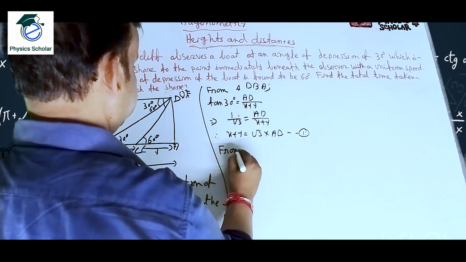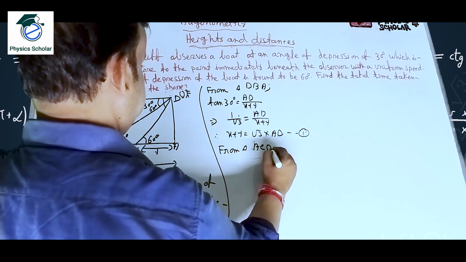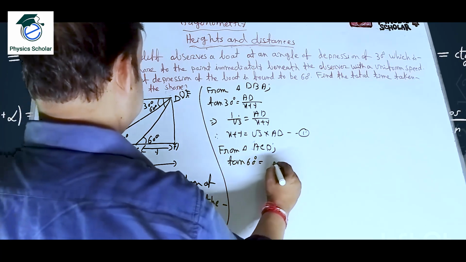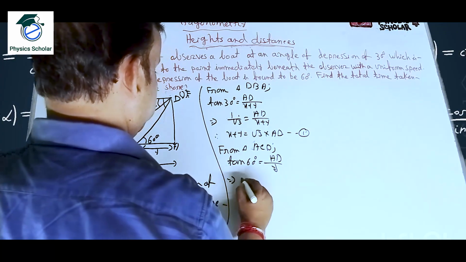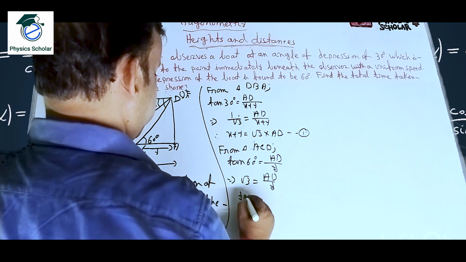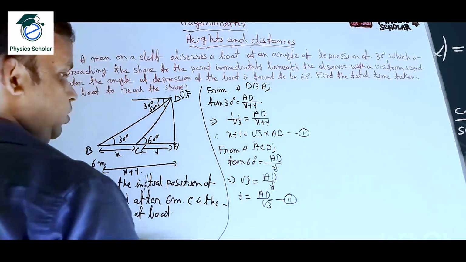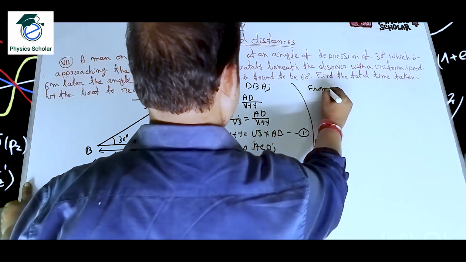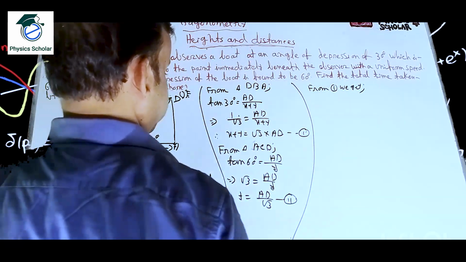From triangle ACD, in this triangle tan 60 degrees is equal to what? AD by y. So tan 60 means root 3 is equal to AD by y. So y is equal to AD by root 3. It is equation number 2. So from 1 we get what?